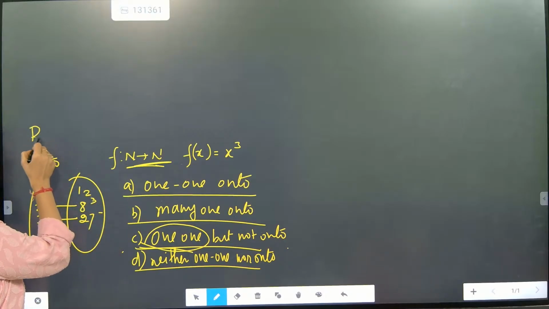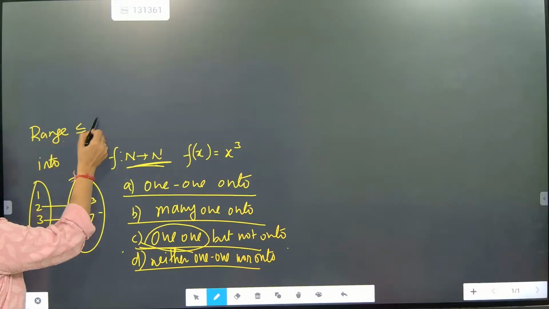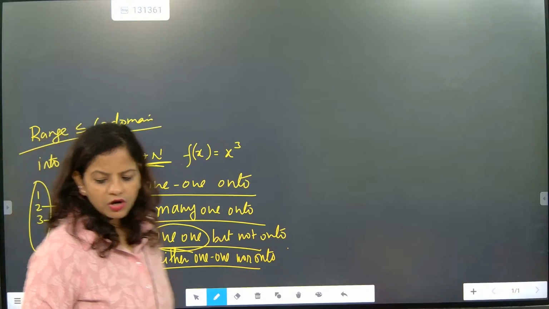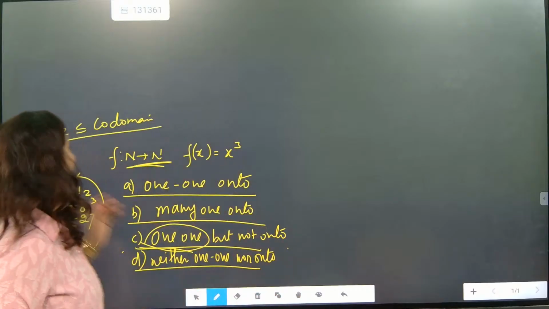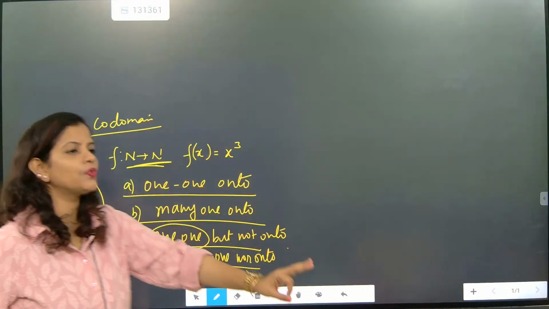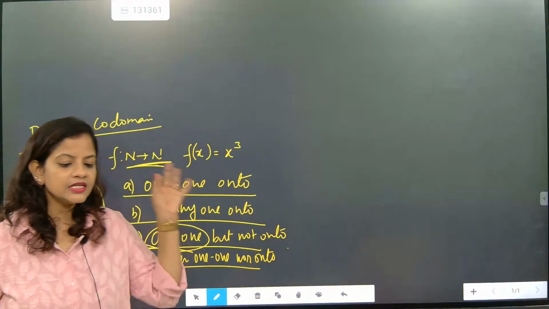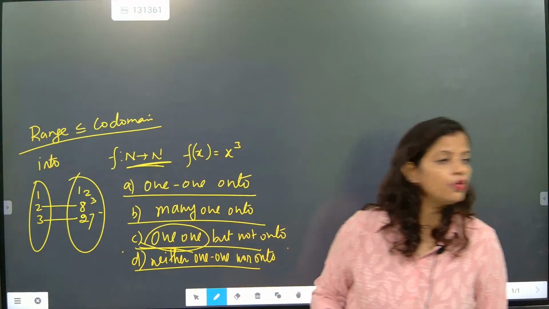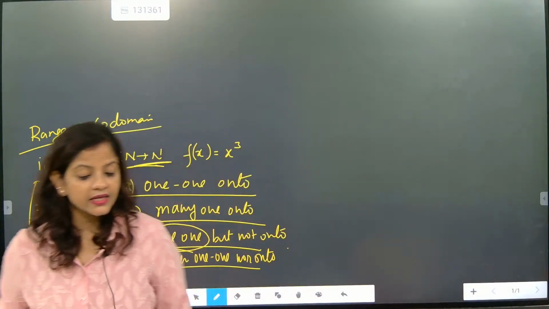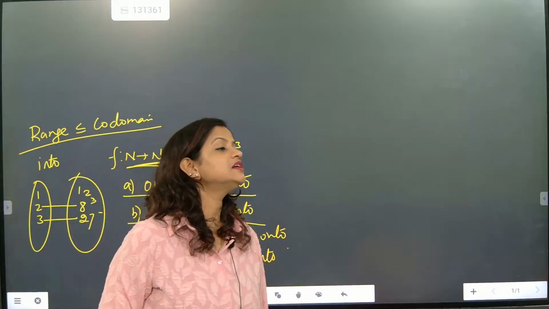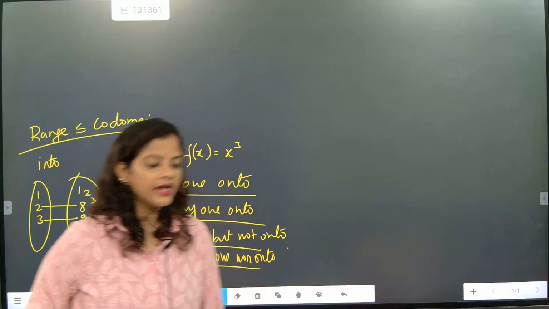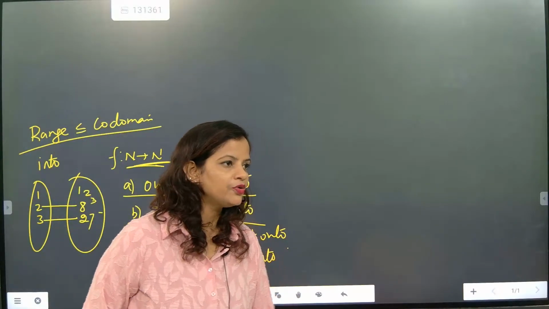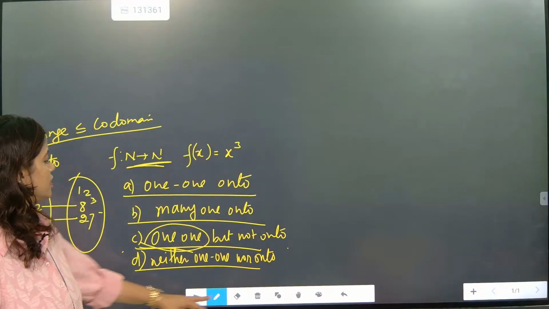Why? Because here range is a subset of codomain. Range is not equal to codomain. Remember this one: whenever range is a subset of codomain, it will be considered as into. It will not be considered as onto. I hope it is clear to you. So this is one part. We'll go for the next one, please.